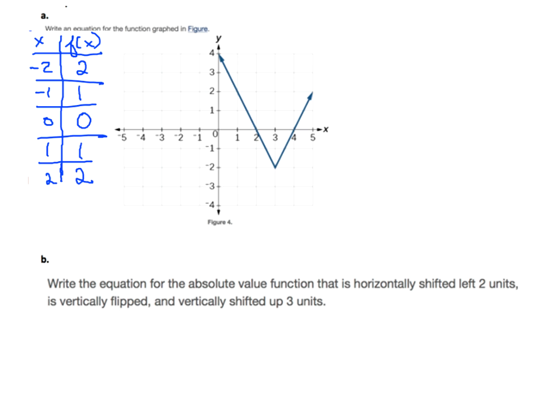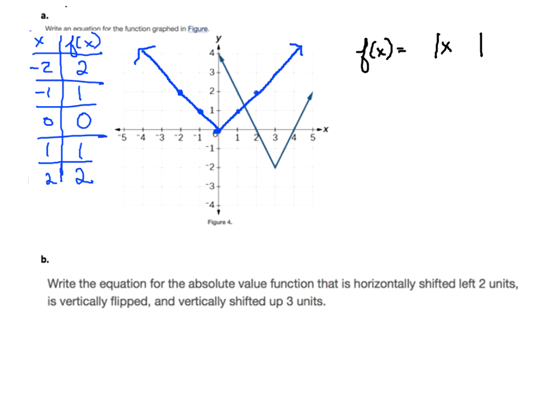All right, so I'm going to go ahead and put my parent or toolkit form of the function. So -2, -1, 0, 1, 2. And we're trying to see, okay, how does this darker blue function compare to my toolkit version? And you can see, okay, so we know if we're going to write the equation for this particular function, it's got to look like f of x is equal to some sort of absolute value, and I'm leaving room in case we've got other things going on.